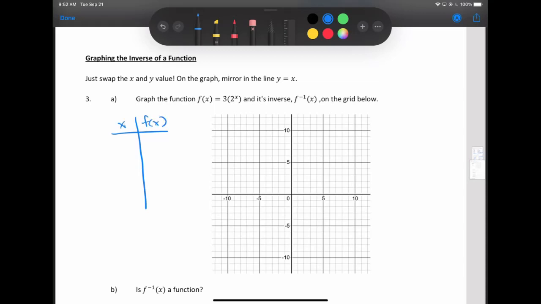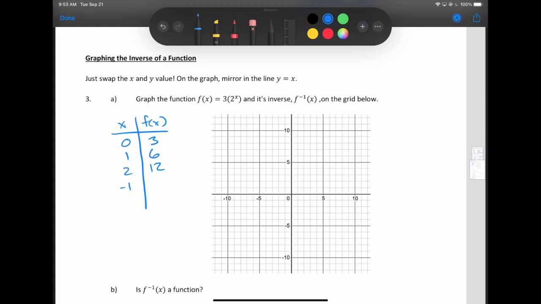When I plug in 0, I get 3 times 2 to the 0, which is 3 times 1. When I plug in 1, I'm going to get 3 times 2 is 6. When I plug in 2, I'm going to get 3 times 4, which is 12. When I plug in negative 1, just because at this point I think you'll see that the f at x is already off the graph once we hit 12, so there's no point in going any further.